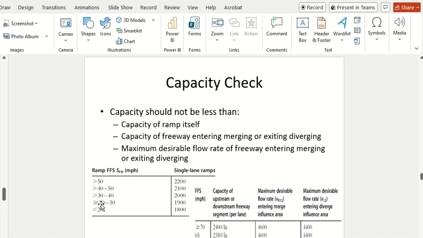So if I come here, 35 is here, the flow should be less than 2000. My flow rate is 900 something. So I satisfy the first capacity check.